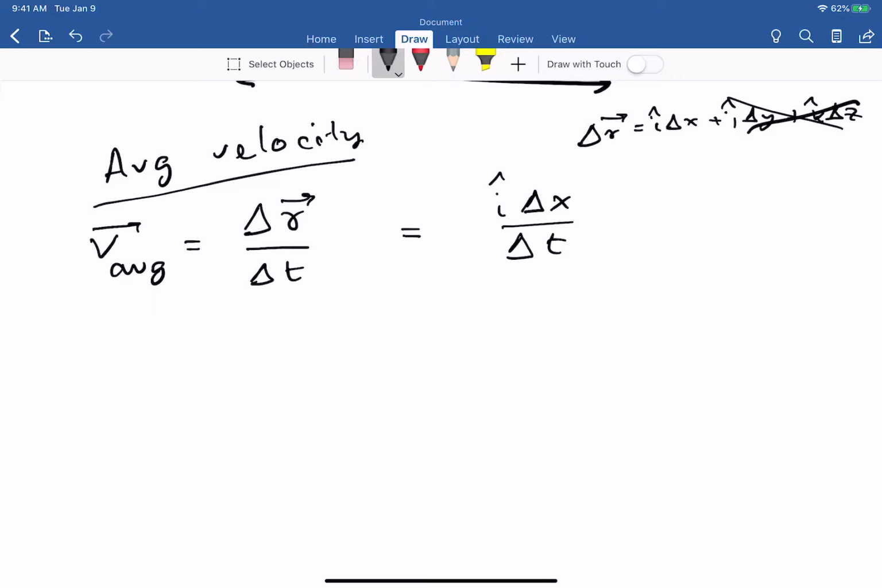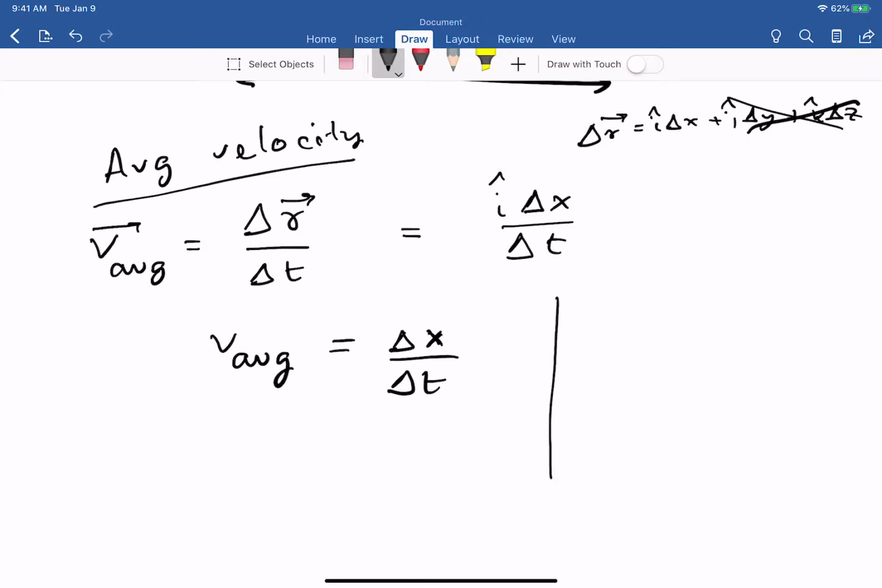In 2 or 3 dimensions, of course, you want to keep the vectors. So V average, we can write without the vectors, we can write V average as delta x divided by delta t. So the change in position divided by the change in time. That's the definition of average velocity.